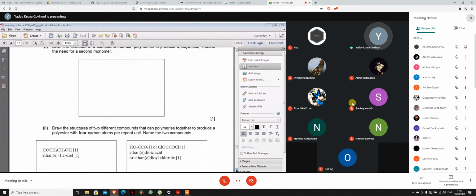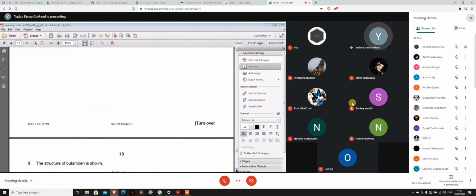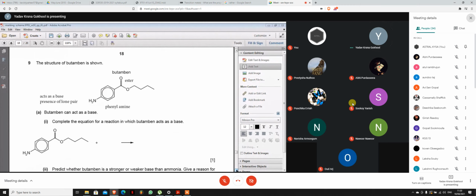Polyester, you can write for yourself directly from the notes. Okay, here we have an ester.